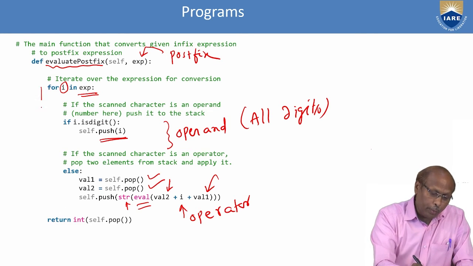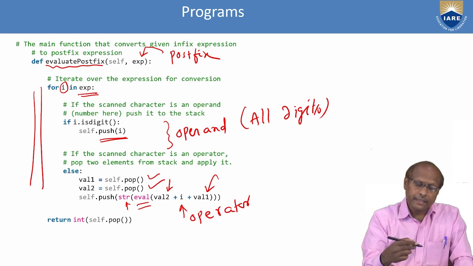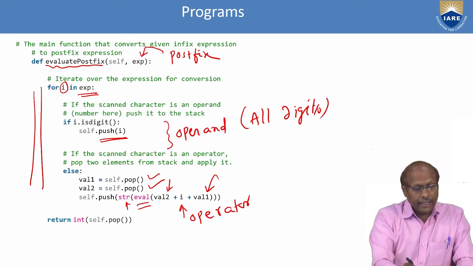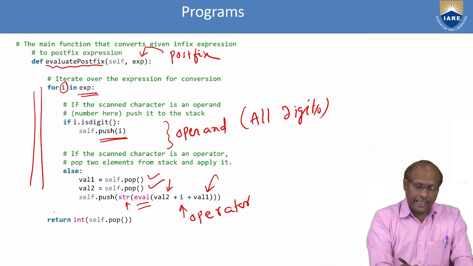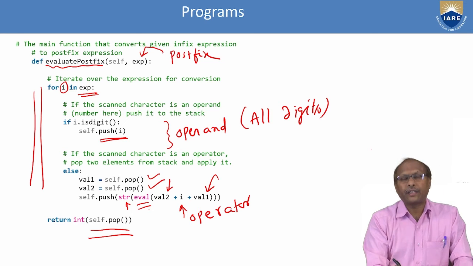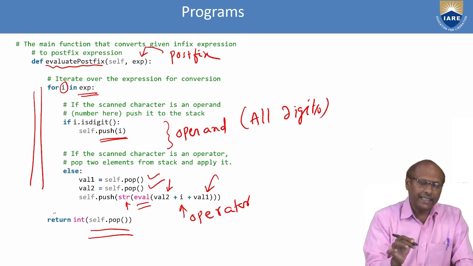And when the entire loop is over, this is repeating for every symbol. After repeating, when you reach the end, whatever element is available at the top, you can return that. That is your answer. That answer you have to display. Of course, you can check a condition also.